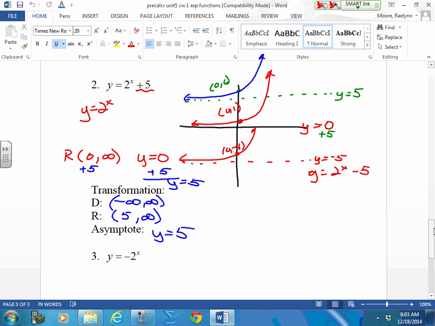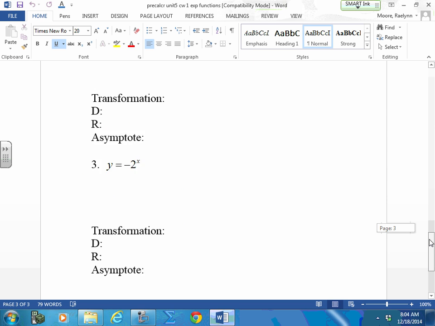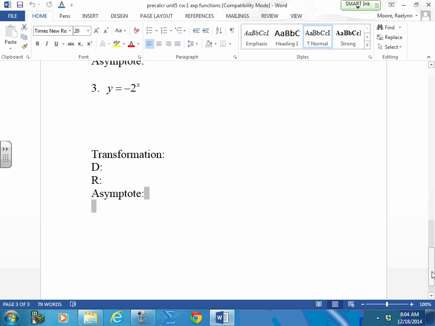Good? Remember your transformations? We use your transformations all the way through the year. And it makes sense if you use your transformations to help you graph these. Okay, let's try this guy. This is our last one. What's the negative here? What's your parent graph? Start with 2 to the x. So let's start with that graph.